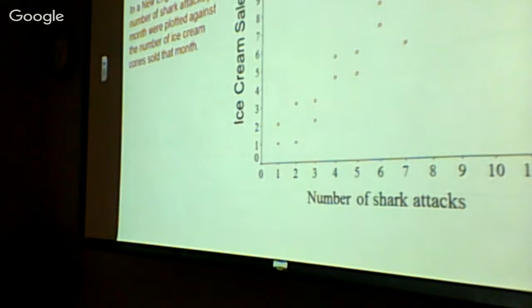This is a famous example. In a New England town, the number of shark attacks per month were plotted against the number of ice cream cones sold that month. And they found that, in fact, it's almost a perfect correlation. This is real data, by the way. So it was reported that, in fact, ice cream sales cause shark attacks. Okay, is that true? What's actually happening here?